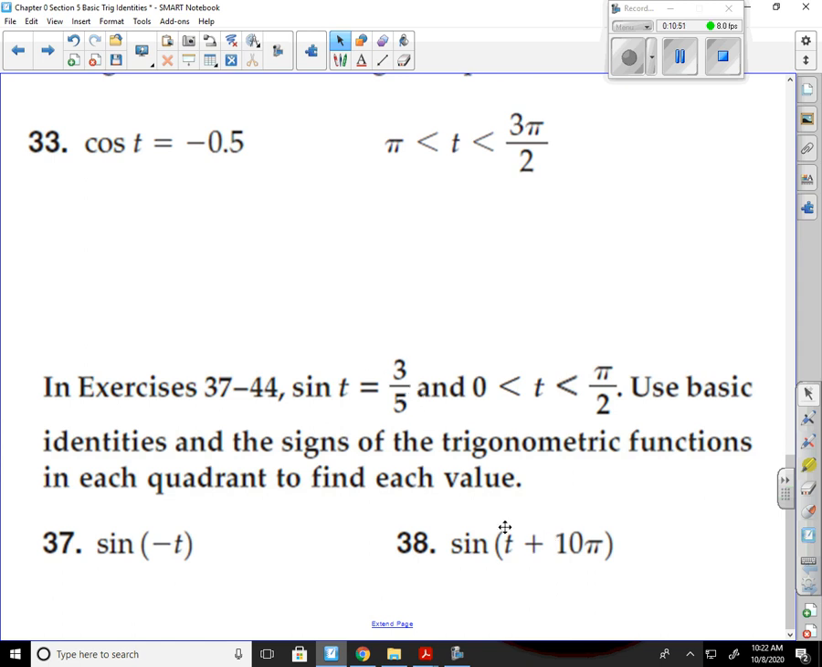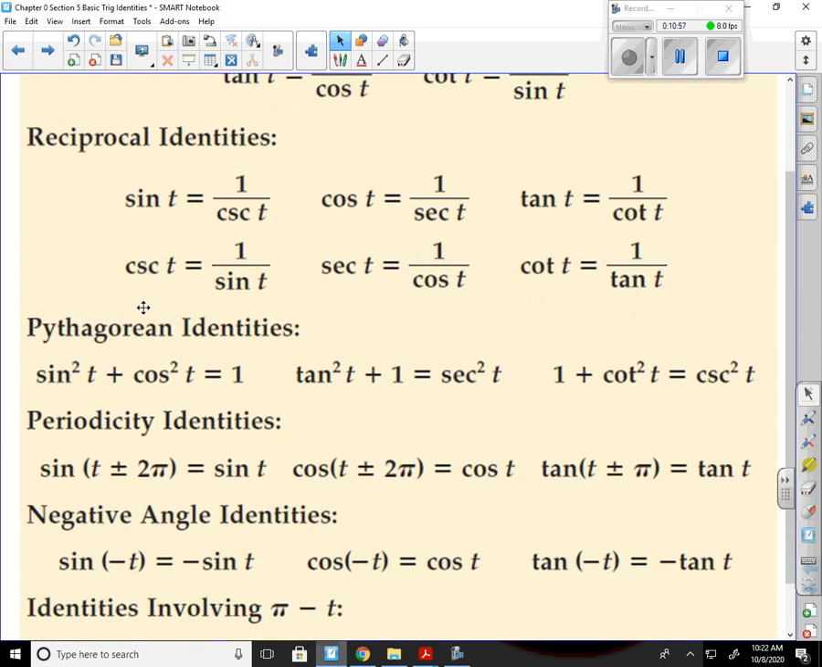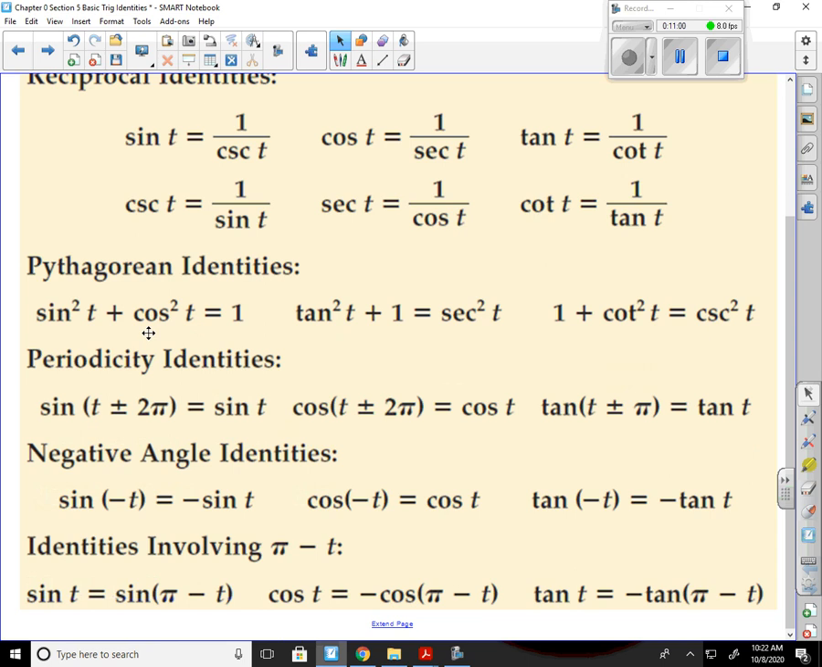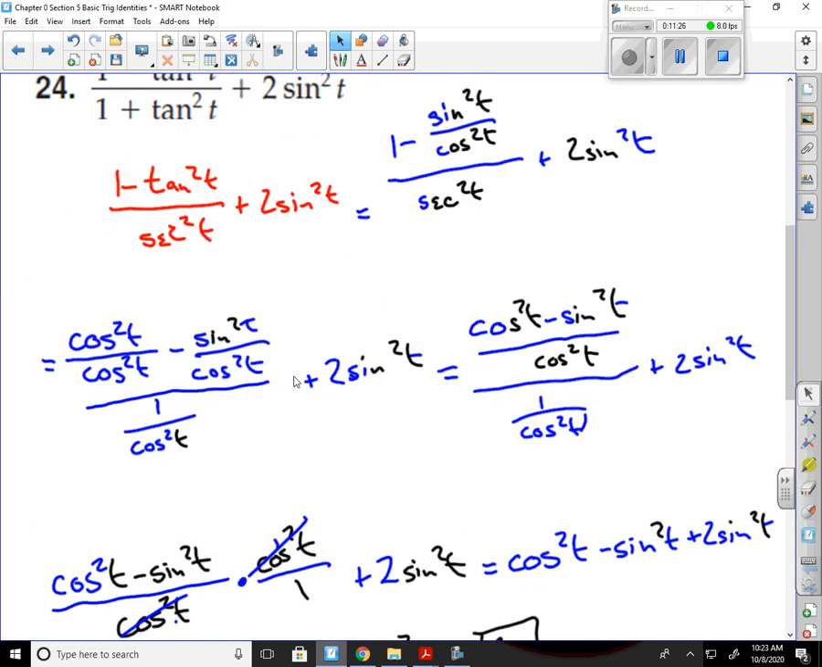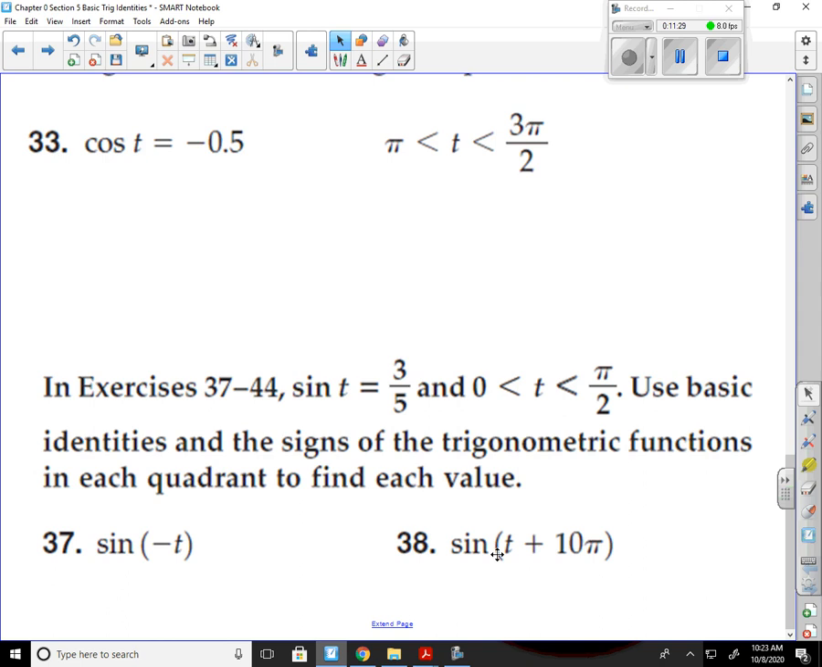We also have sine of t plus 10 pi. That's its own identity. And it goes into, you know how I love this word, the periodicity identities, which is sine of t plus and minus 2 pi equals the sine of t. 10 pi is just a multiple of 2 pi, which means that we're multiplying it out 5 times. So we're going around the entire circle 5 times and ending up at the same spot. In other words, the sine of t plus 10 pi is going to be the same as the sine of t was. So it's going to be 3/5.